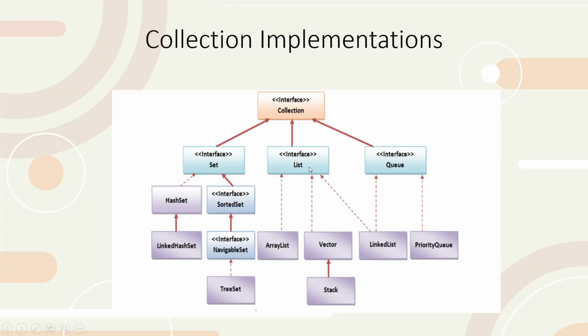If we see the List interface, ArrayList is implementing the List interface, and Vector is implemented by Stack, up to the parent List interface. Even the List is implemented by LinkedList, which is implemented by Queue, and PriorityQueue is also implementing the Queue interface. So this is the overall hierarchy of the Collection Framework.